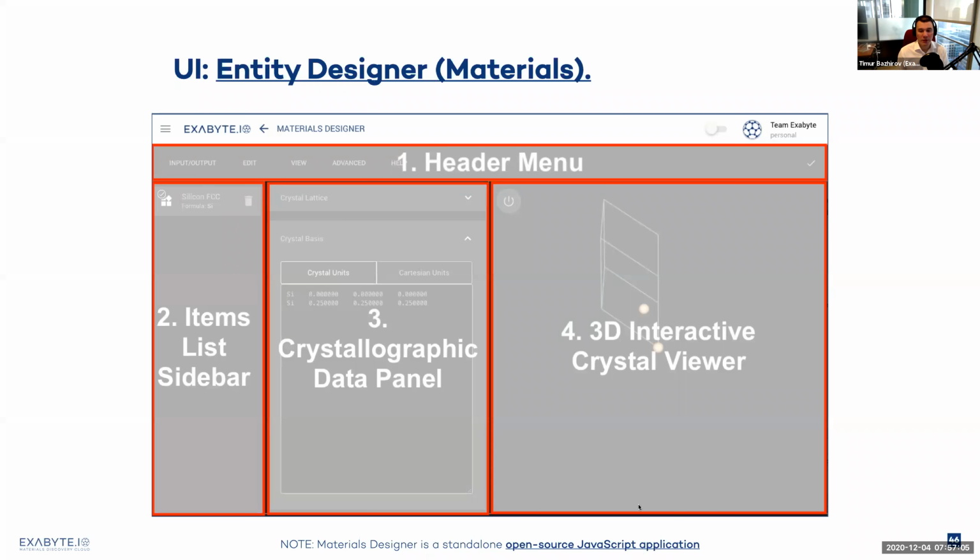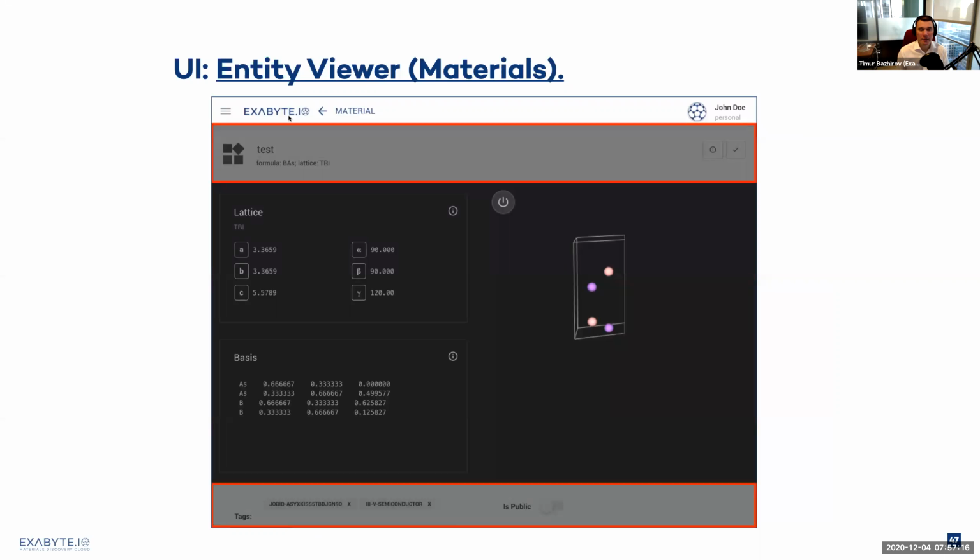It's also an open source JavaScript application, so that those building web applications, working on the web, can utilize it to add materials design functionality. Here is a materials viewer page, which shows the 3D representation of a particular structure, and its crystallographic information as well as its metadata. In the viewer, we cannot adjust the crystallographic information because it would modify the structure itself, but we can change the metadata. We can add or change the name, for example.